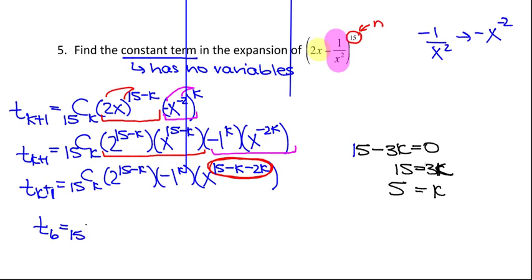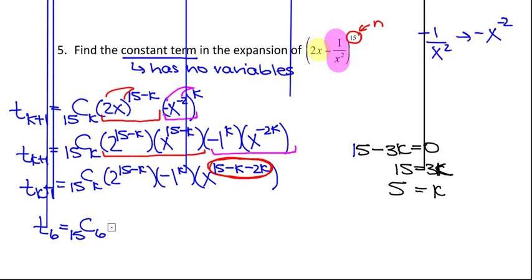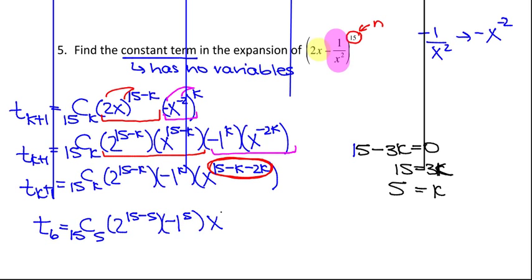So then I have 15c5, and then I have 2 to the 15 minus 5, and then I have negative 1 to the 5. And when I plug 5 into here, I end up with x to the power of 0, which of course is 1, so I get to disregard it. Now I can use my calculator to evaluate the rest. So 15c5 is 3003.